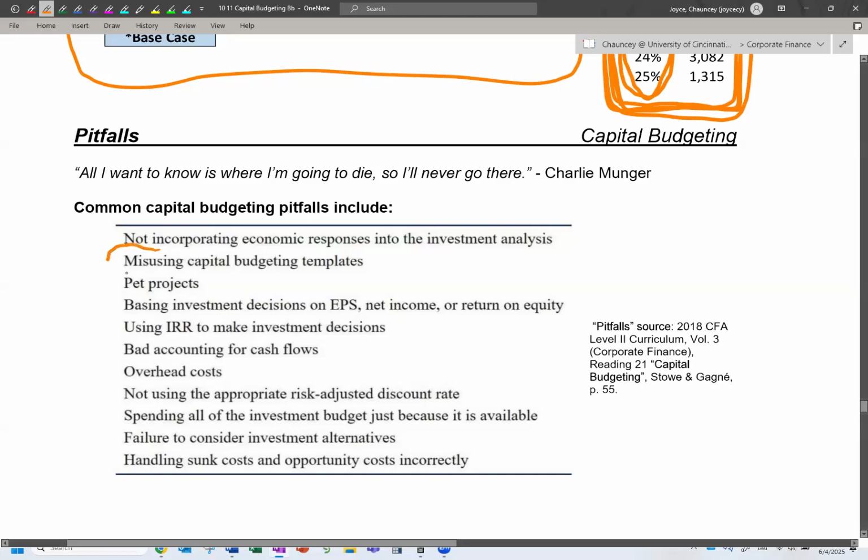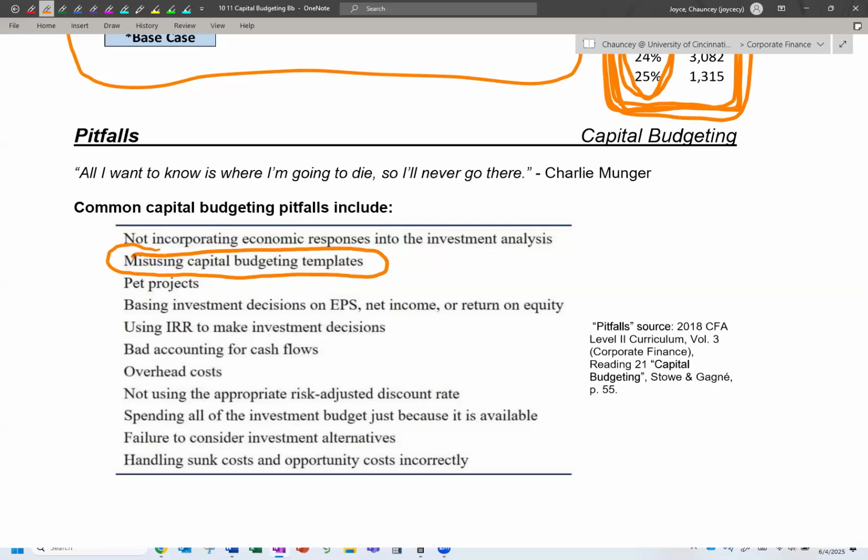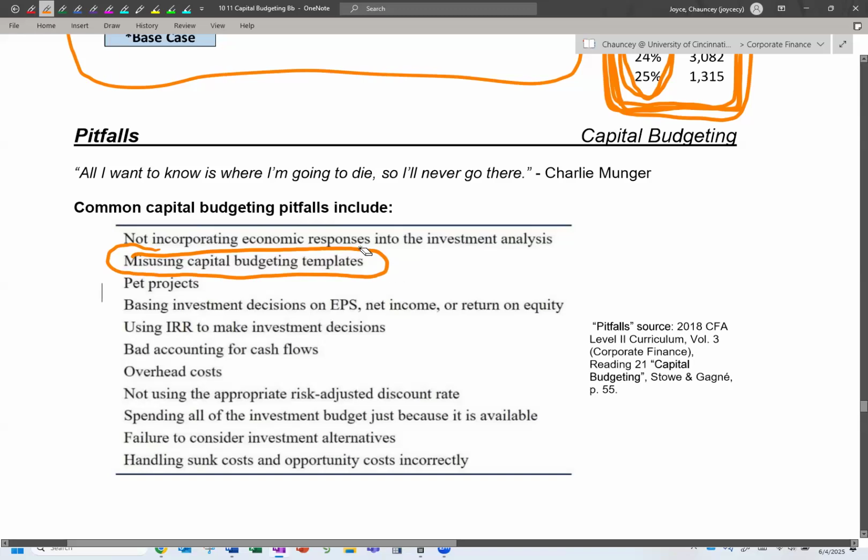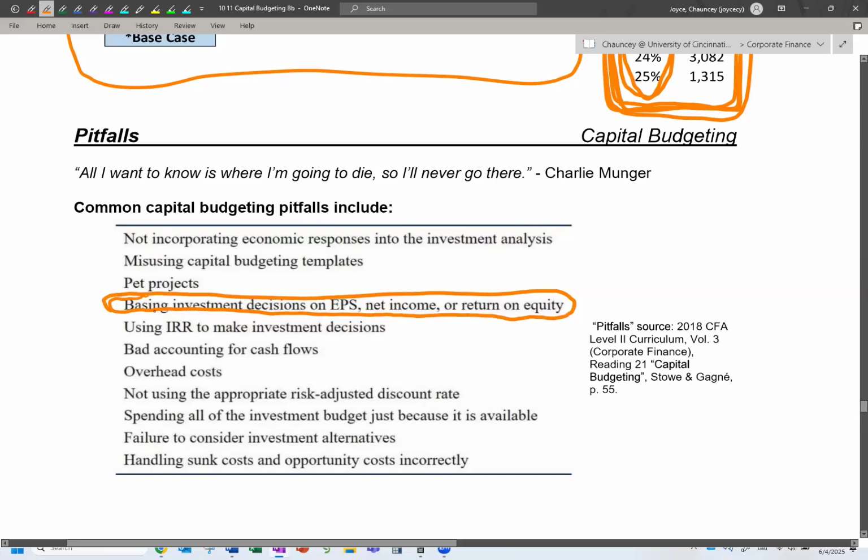Or you misuse capital budgeting templates. Maybe you use somebody else's template that was built for a different project and you used it. Maybe there was an error in that, or it wasn't meant to do a replacement project, but instead it was meant to do a new project. Management pet projects, these are projects that management really, really wants to see done, and sometimes they're willing to overlook some flaws and not treat them as objectively as they should. Or they base an investment decision on earnings per share, net income, or return on equity. These are accounting-based numbers, not necessarily cash flow numbers. So that would be a bad way to make a decision.